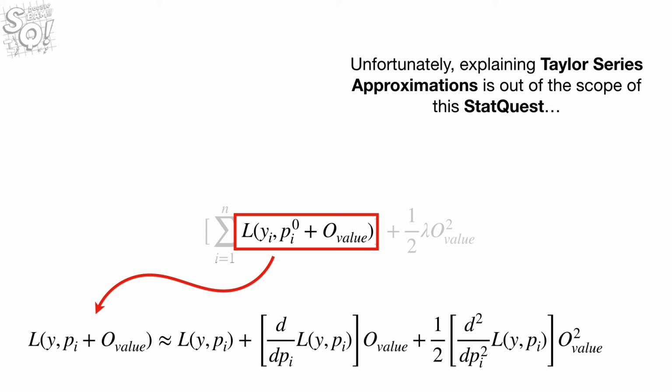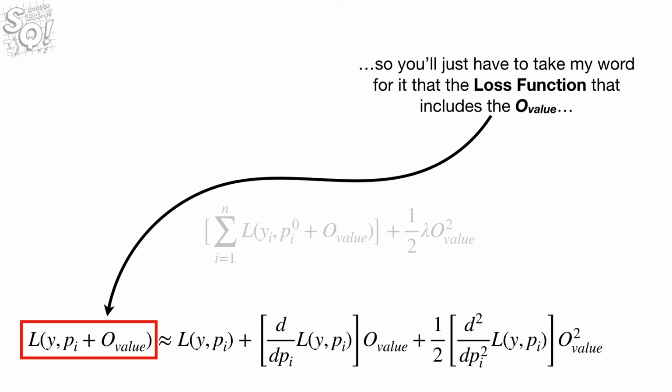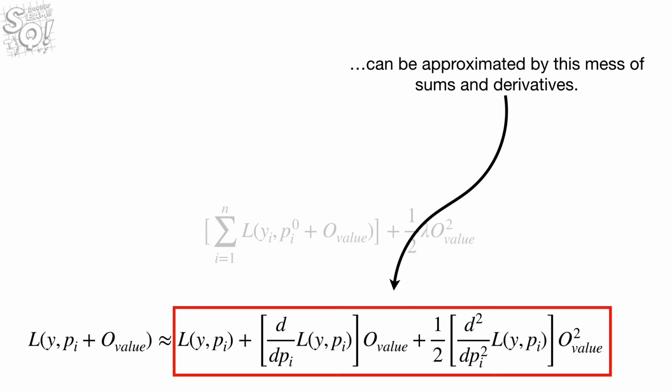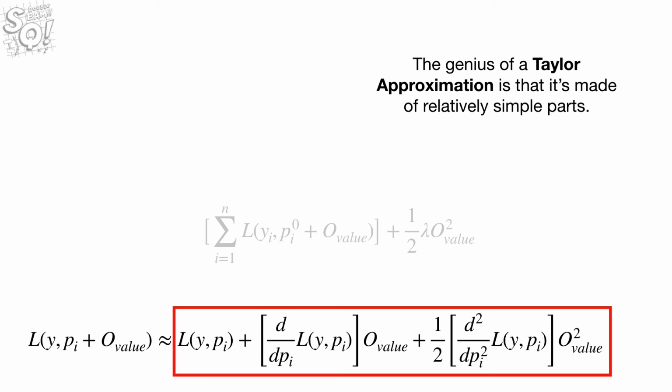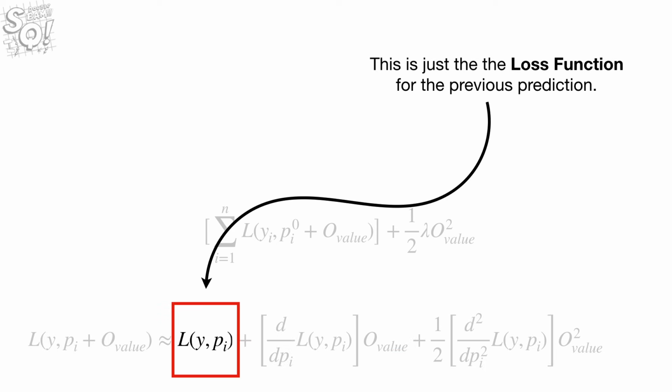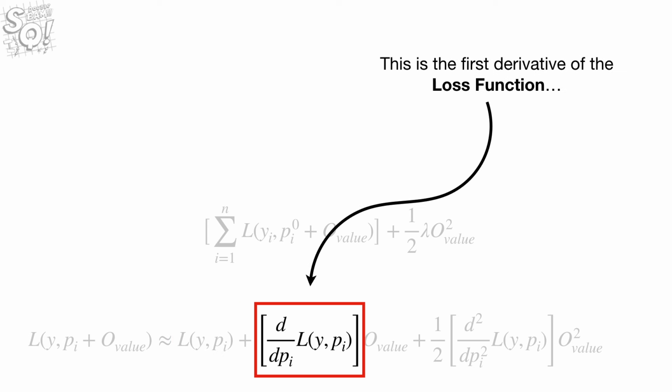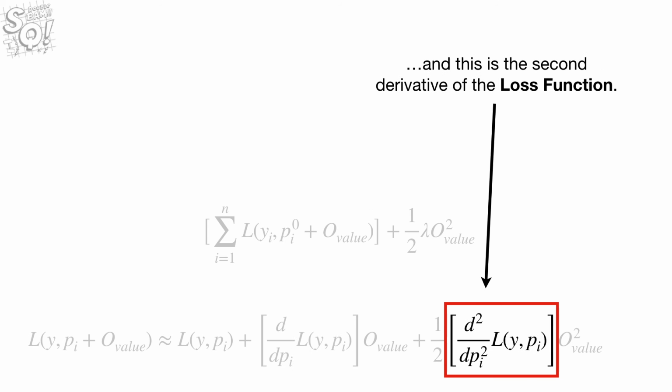Unfortunately, explaining Taylor series approximations is out of the scope of this StatQuest. So you'll just have to take my word for it that the loss function that includes the output value can be approximated by this mess of sums and derivatives. The genius of a Taylor approximation is that it's made of relatively simple parts. This part is just the loss function for the previous prediction. This is the first derivative of that loss function, and this is the second derivative of that loss function.